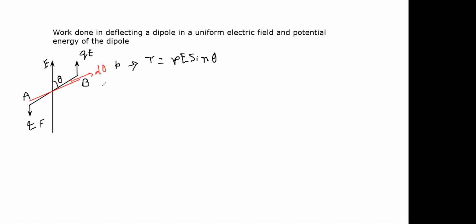Now, what will be the amount of work done? Let the amount of work done be dW, and this will be equal to torque into angular displacement. Angular displacement is d theta here. As linear work done was force into displacement, this angular work done will be torque into angular displacement.